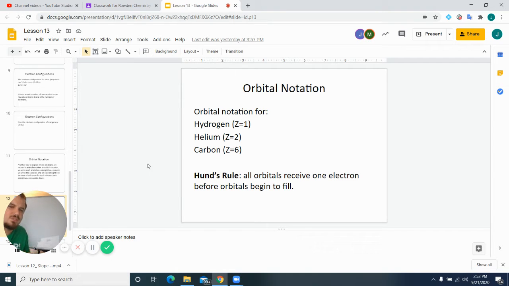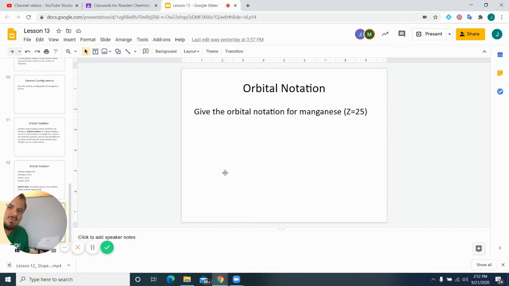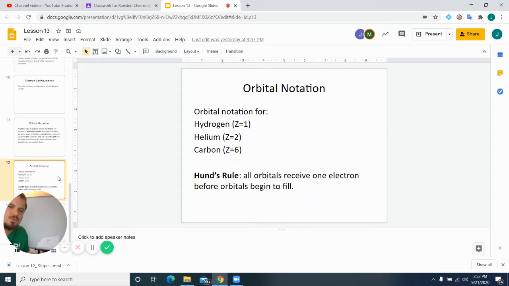We'll do these 3 examples. I might have to do a couple other examples. Yeah, I'll do this one as well. So we'll do these 4 examples. So the way this orbital notation is going to work, let's do hydrogen.